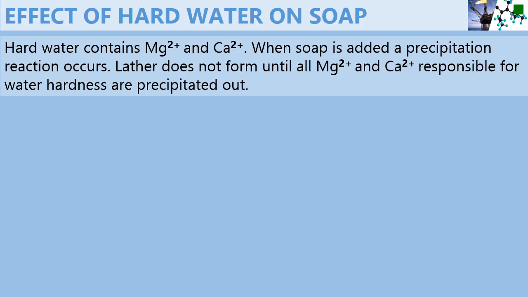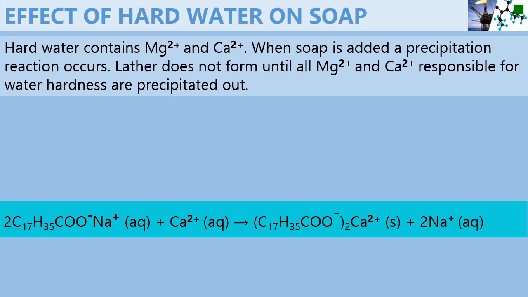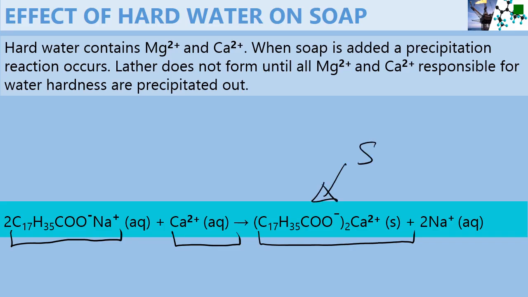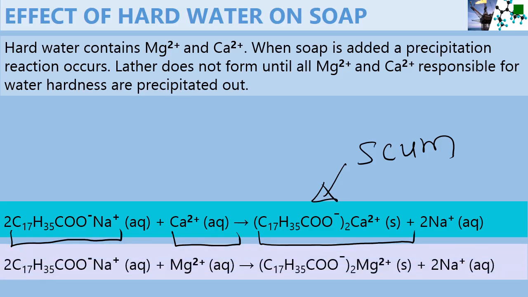However, when you look at the equation, you'll find that soap, which is sodium stearate, reacts with calcium ions present in hard water to form an insoluble calcium stearate. This is what floats on the surface of the water in form of scum. Magnesium ions would react in a similar way to form scum as well.